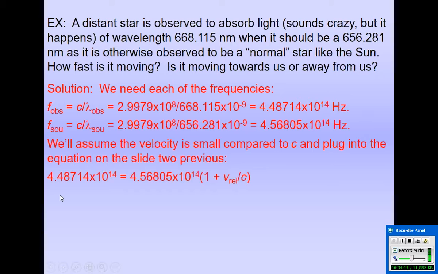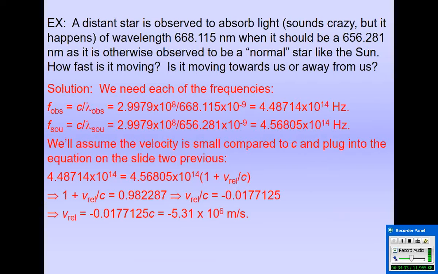And if we plug it in, the observed frequency, 4.48714 times 10 to the 14, the source frequency, 4.56805 times 10 to the 14, times this expression, 1 plus VREL over C. And we solve for VREL. VREL over C is equal to negative 0.0177125. VREL, therefore, is that number times the speed of light, which is 3 times 10 to the 8. So we get VREL equals negative 5.31 times 10 to the 6 meters per second.